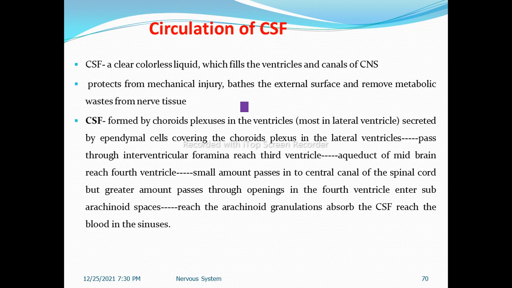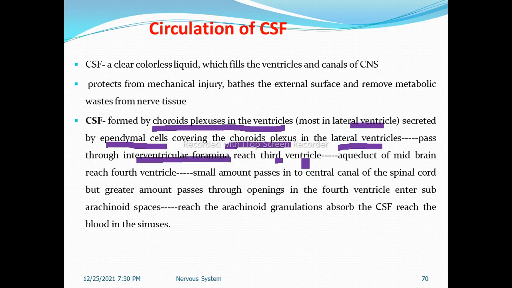Cerebrospinal fluid is formed by the choroid plexus in the ventricles, mostly in the lateral ventricle, and it is secreted by ependymal cells covering the choroid plexus in the lateral ventricles. So the choroid plexus is in the lateral ventricle. Ependymal cells of the choroid plexus secrete cerebrospinal fluid in each ventricle, mostly the lateral ventricle. Then it passes through the interventricular foramina to reach the third ventricle.